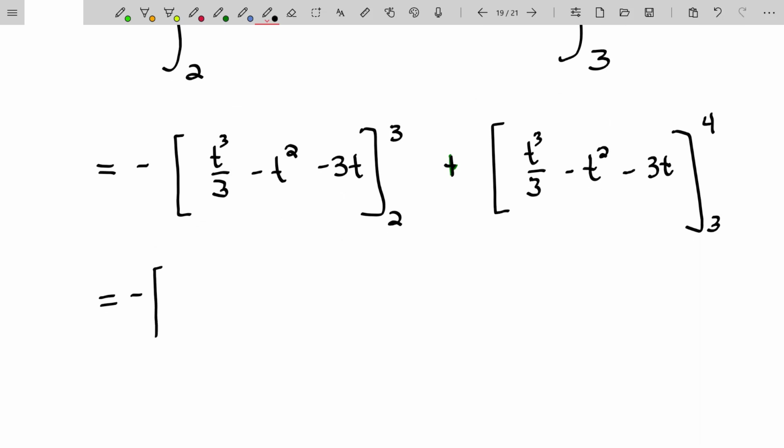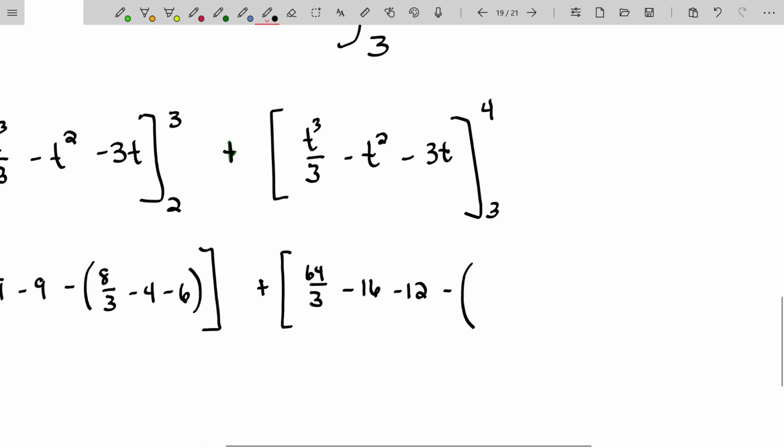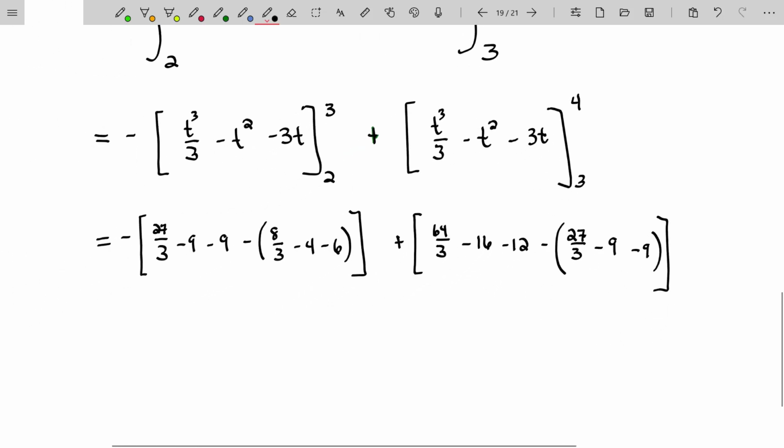I'm going to keep this negative on the outside because it gets confusing if you start trying to move things around. Plug in a 3, you'll get 27 over 3 minus 9 minus 9. And we're going to subtract off plugging in 2. So that's 8 over 3 minus 4 minus 6. Close off all those parentheses. Move over to the next one. We have plus. Plug in a 4. You get 64 thirds minus 16 minus 12. And then minus, plugging in the lower limit, we get 3 cubed over 3, that's 27 over 3, minus 9 minus 9. You would think things cancel between plugging in lower limits and upper limits that are the same, but they don't necessarily.